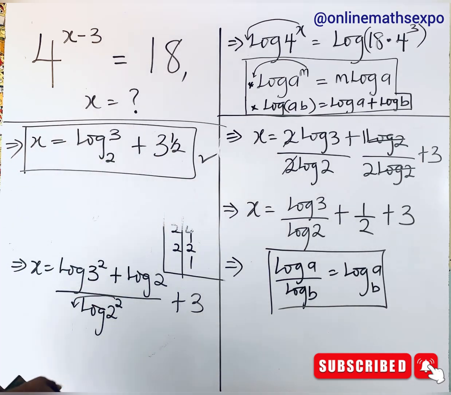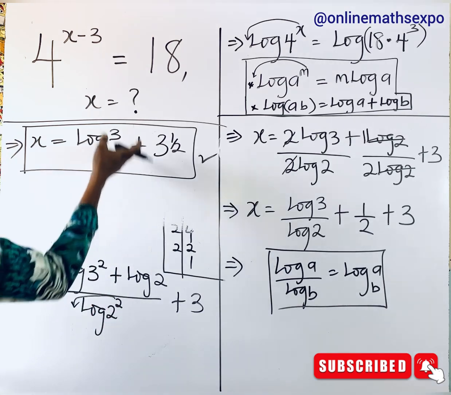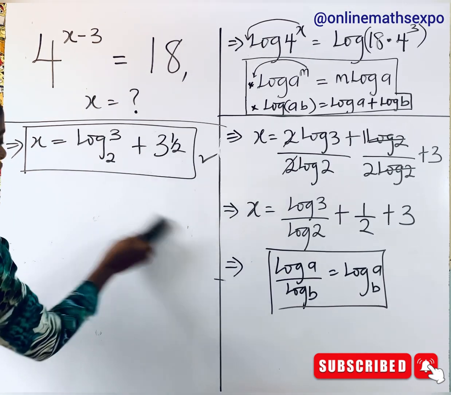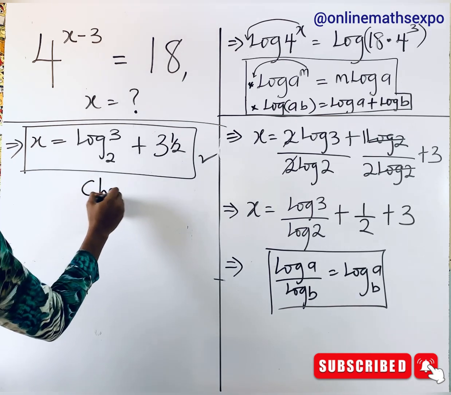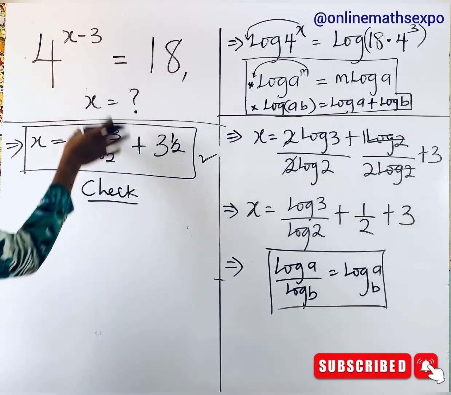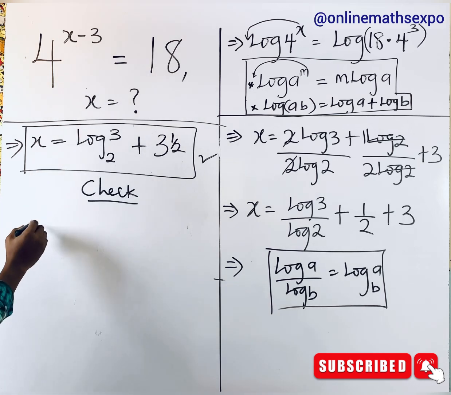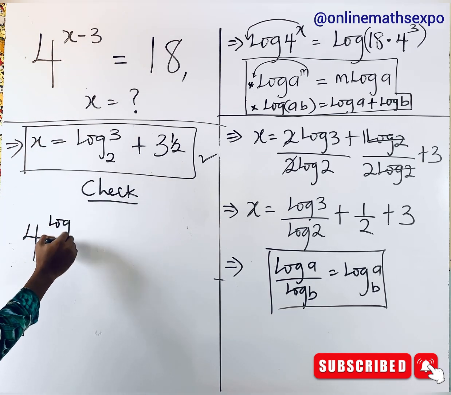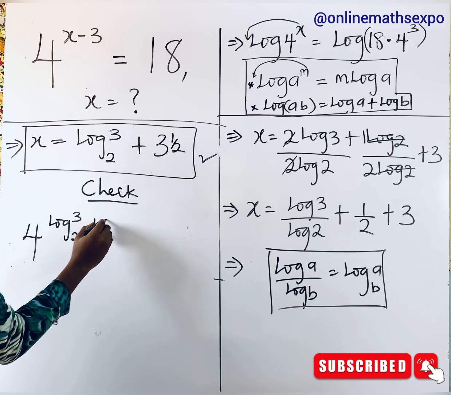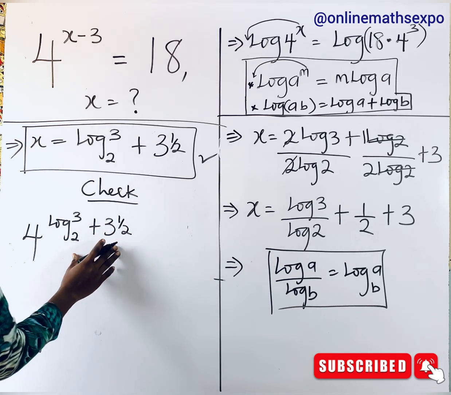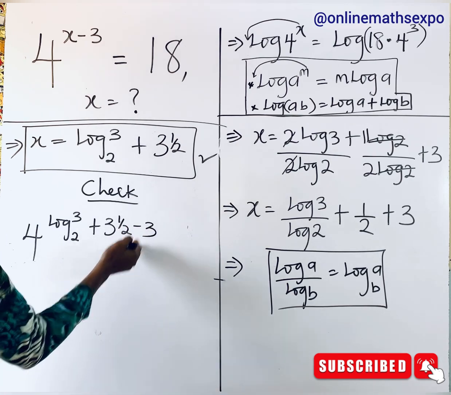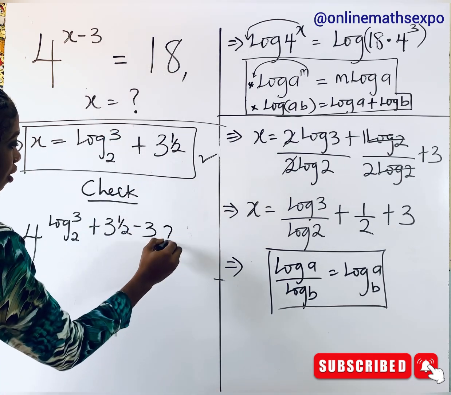Now we're going to do a check to know if what we got is right. So let's do a check. Putting this value of x here, we're going to have 4 raised to the power of x, which is log of 3 base 2 plus 3.5, then minus this 3. Let's see if it gives us 18.